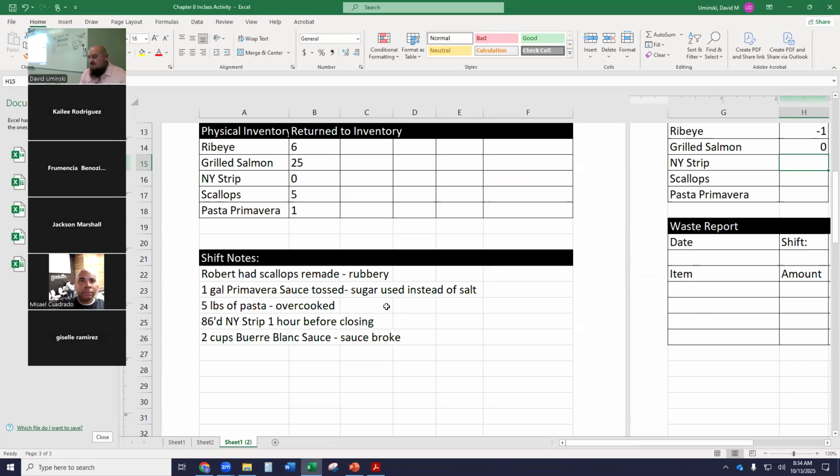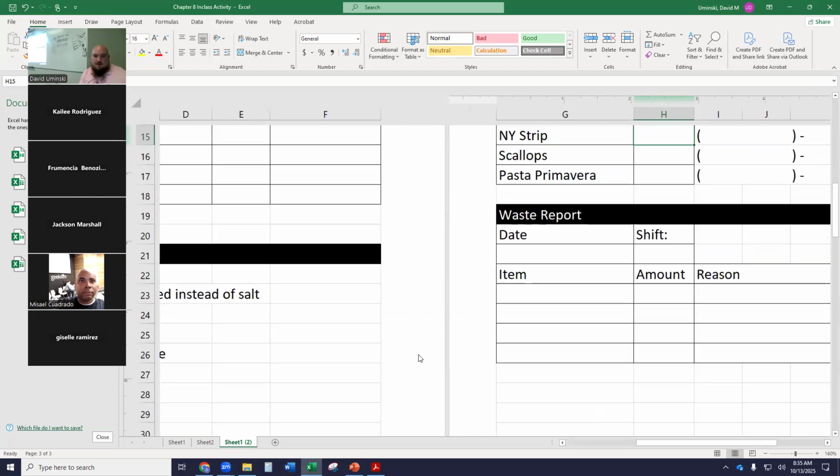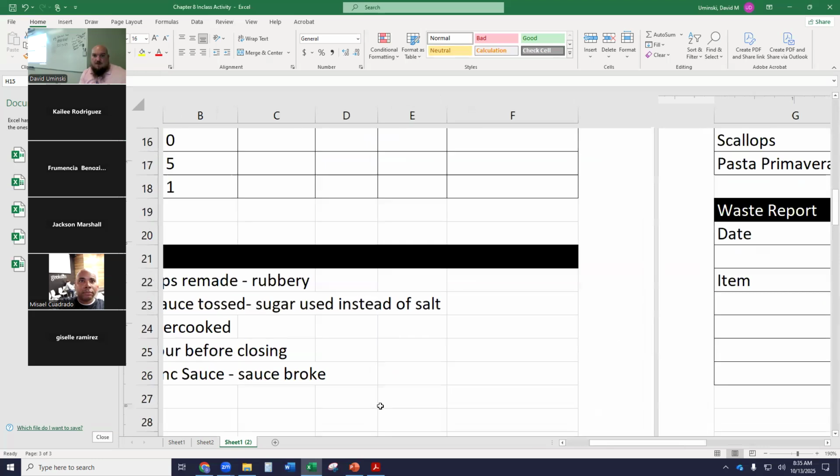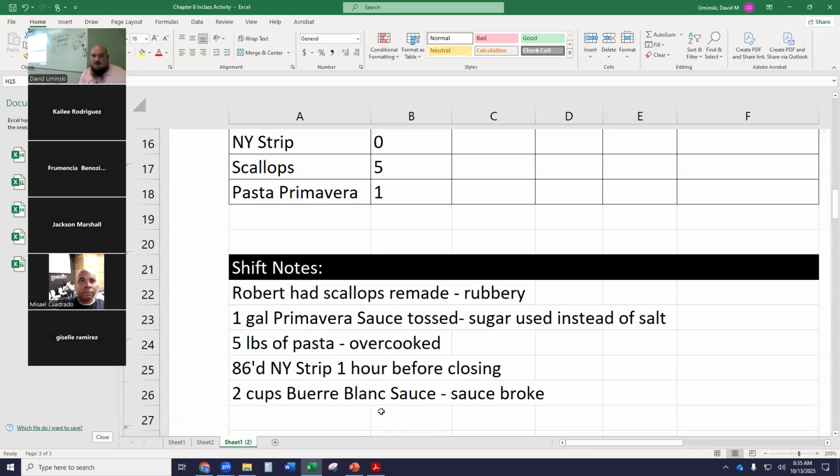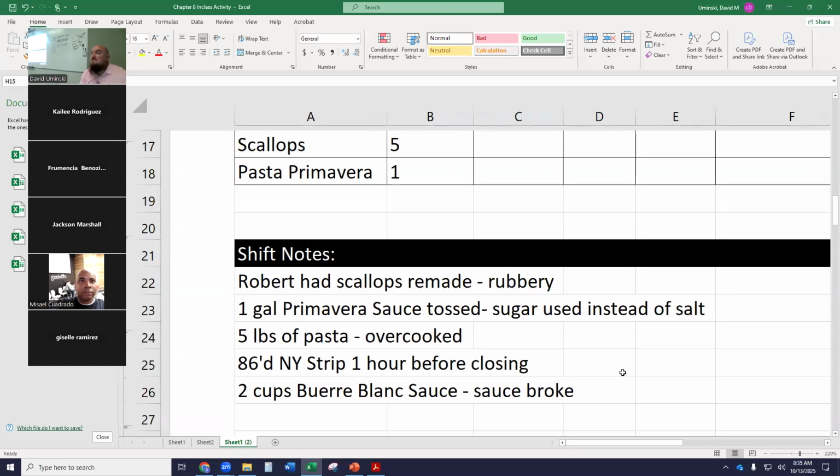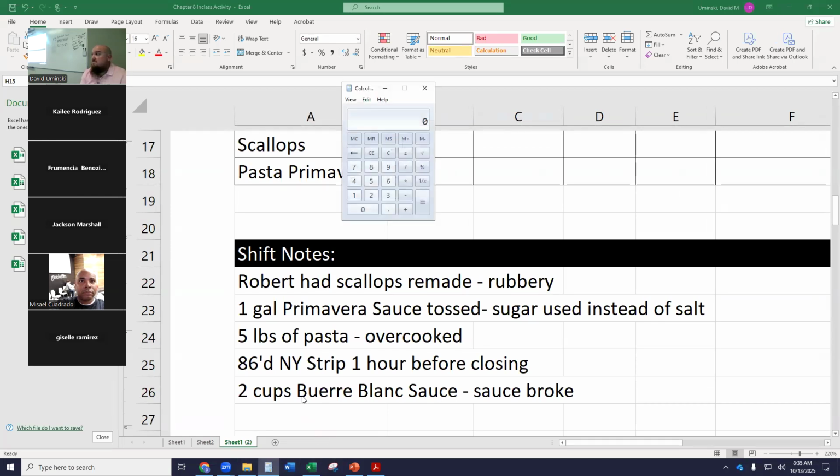Excellent. Why, Jackson? I feel like with the primavera sauce, there are potentially more ingredients used during the sauce making, and I feel like a gallon's kind of a lot. Okay. Yeah. 1 gallon, if we have, let's say, a 4-ounce portion size, 128 ounces in a gallon divided by 4, that's 32 servings of the sauce that we're not going to get to sell because we wasted that 1 gallon of sauce.